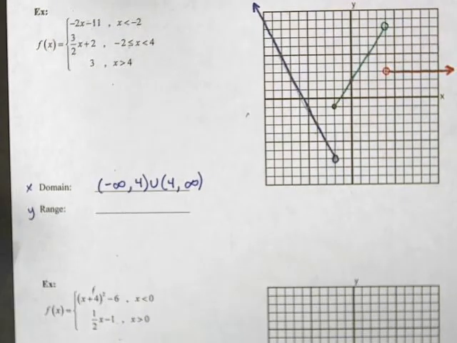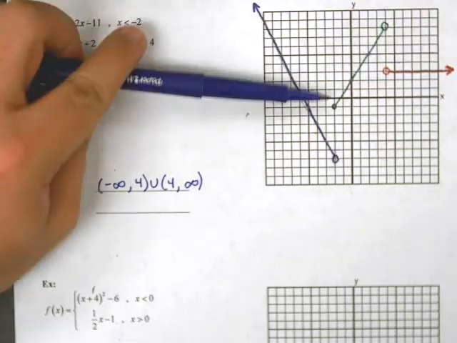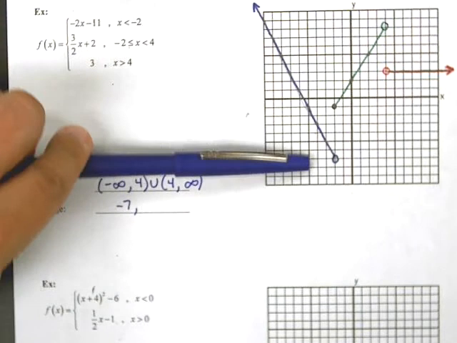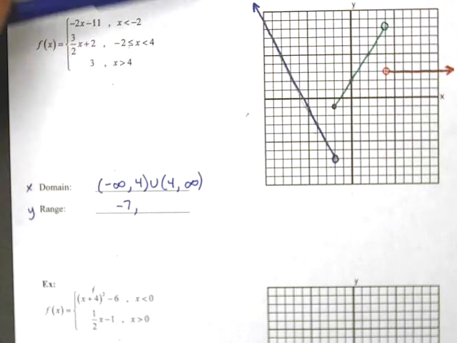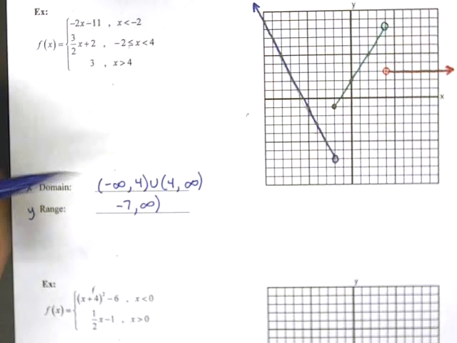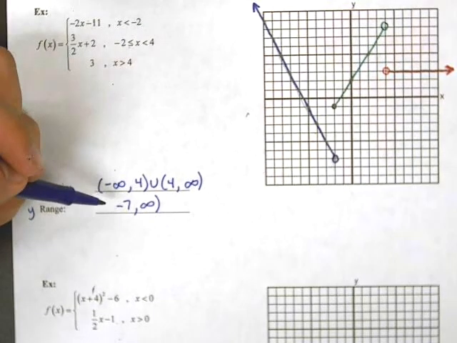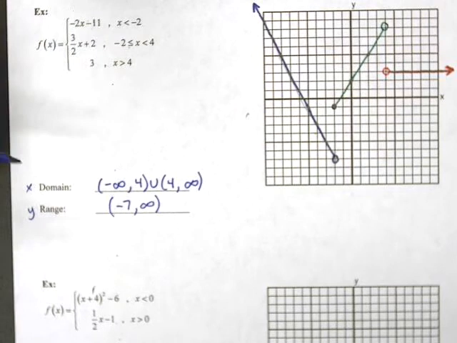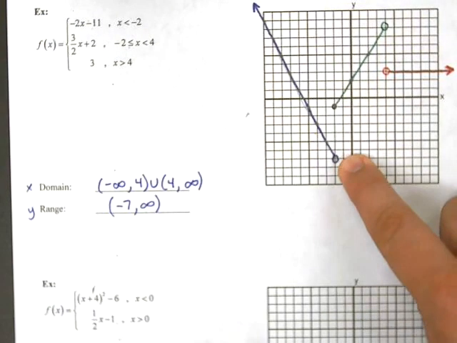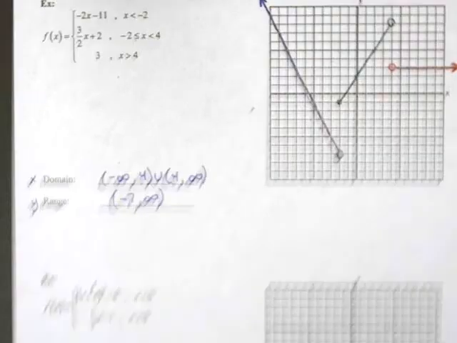Range, sorry about that, guys, range. Let's see here. Negative 7, and then we go up forever, forever, forever. Oh, we go up forever. Okay, so it's going to go to infinity. We have to decide, open or closed. Open. There is not going to be a y value of negative 7, because it's an open circle there.